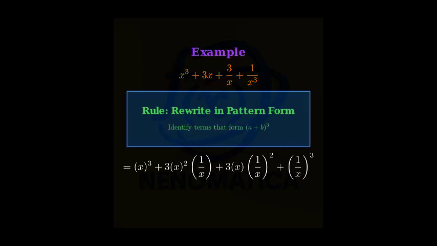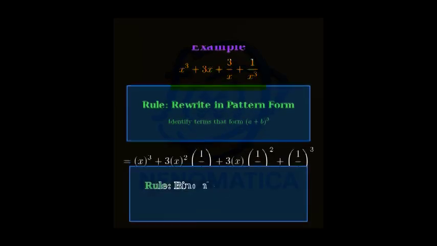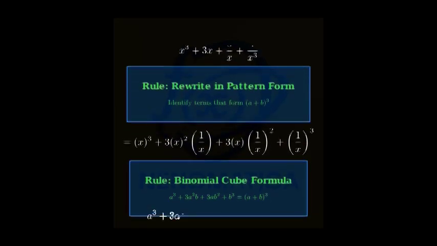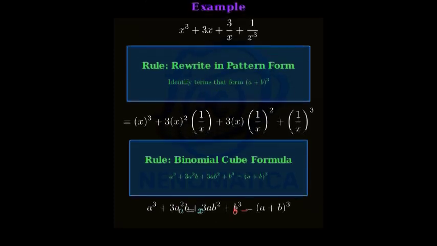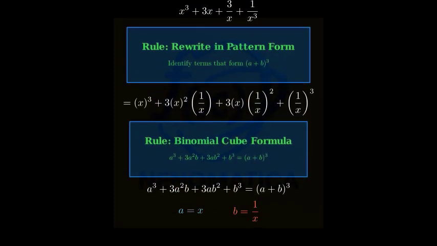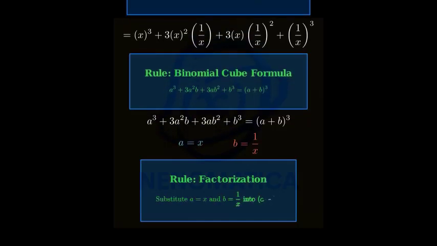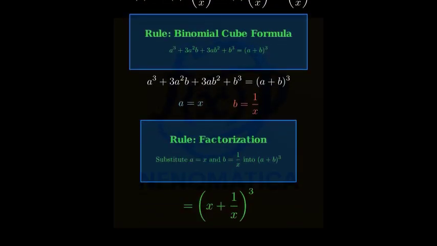Let's look at this expression more carefully. We can see that it follows the pattern of a cubed binomial: a cubed plus 3a squared b plus 3ab squared plus b cubed, which equals a plus b cubed. Therefore, our expression can be factored as x plus 1 over x, cubed. This is our final answer.